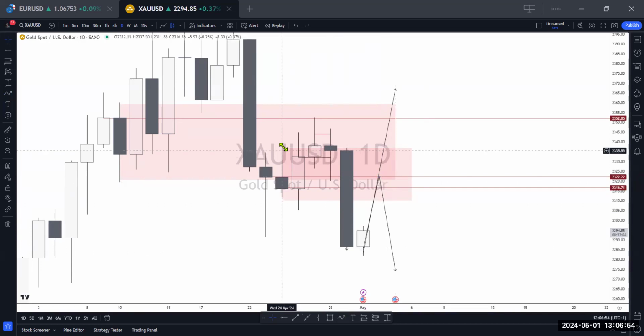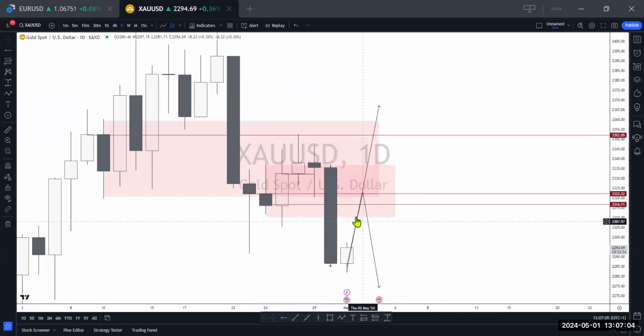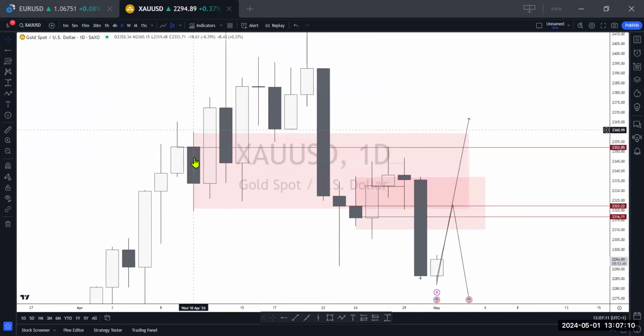Why? Because by breaking this bullish daily engulfing, you are telling me that the sell story will continue. They are telling me that this sell resistance level will be used to sell even more. Why? We have broken a major engulfing.